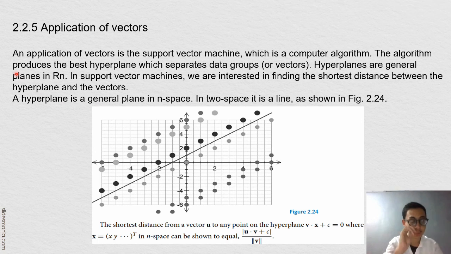Application of vectors. An application of vectors is the support vector machine, which is a computer algorithm. The algorithm produces the best hyperplane, which separates data groups. Hyperplanes are general planes in R n. In a support vector machine, we are interested in finding the shortest distance between this hyperplane and the vectors. A hyperplane is a general plane in a space, into a space or a line, as shown in Fig 2.24.